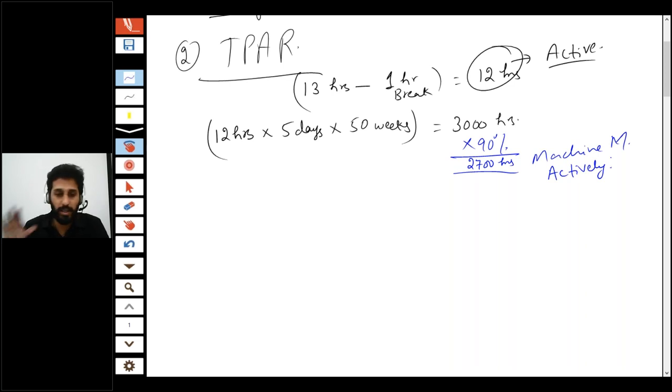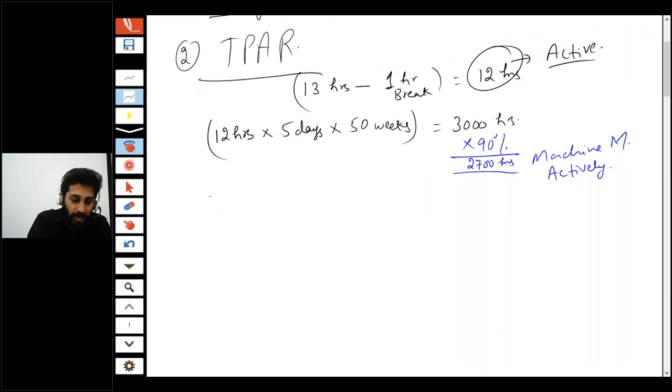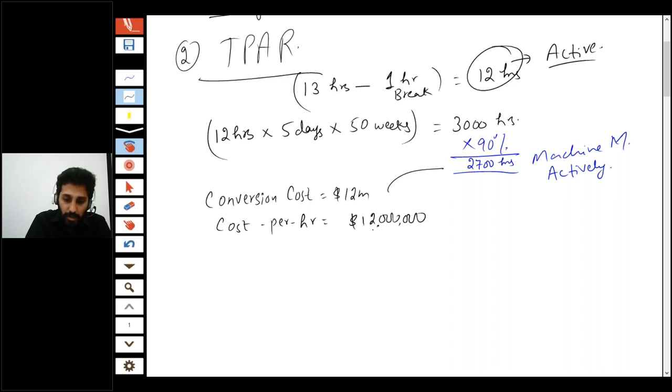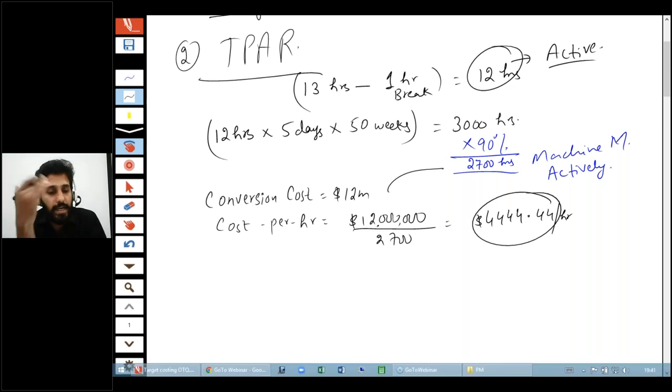This is 2700 hours. Right now it is written that 12 million each year at the plant. Conversion cost is 12 million, and for 2700 hours, so I need the cost per hour. That is 4444.44 per hour. That is the cost per hour, and that is known as the conversion cost per hour.